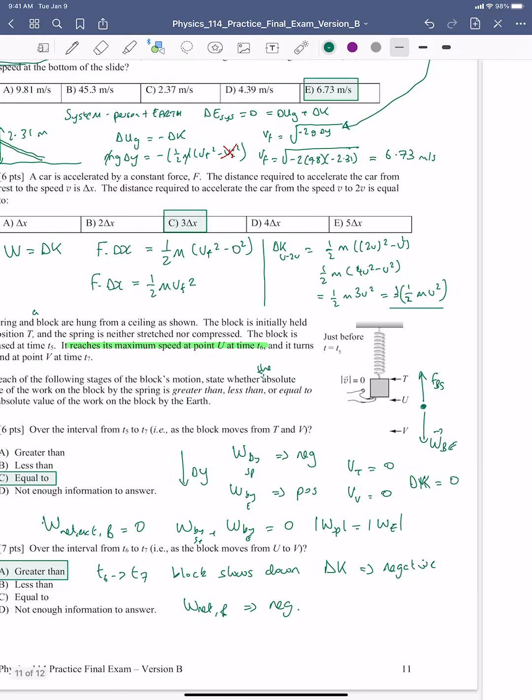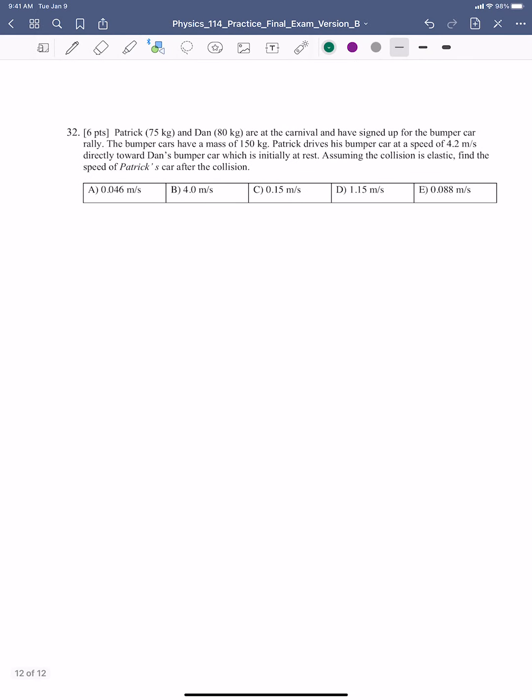Okay, there's one more question. Patrick, 75 kilograms, and Dan, 80 kilograms, are at a carnival and have signed up for the bumper car rally. The bumper cars have a mass of 150. Patrick drives his bumper car at a speed of 4.2 directly toward Dan's bumper car, which is at rest. Assume the collision is elastic. Find the speed of Patrick's car after the collision.